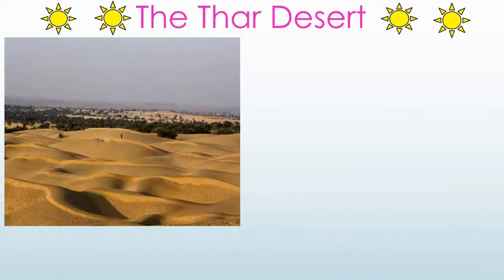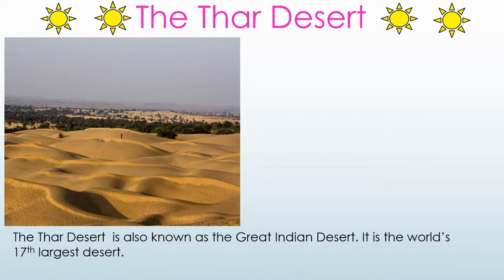Next, the Thar Desert. The Thar Desert spreads across Rajasthan and Haryana. These were the three geographical features of India.